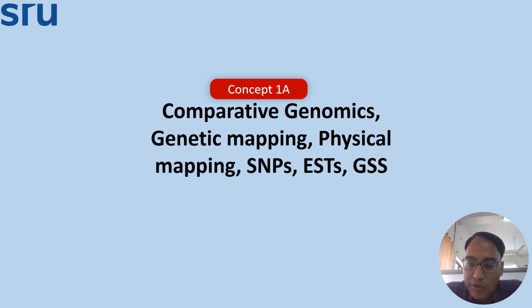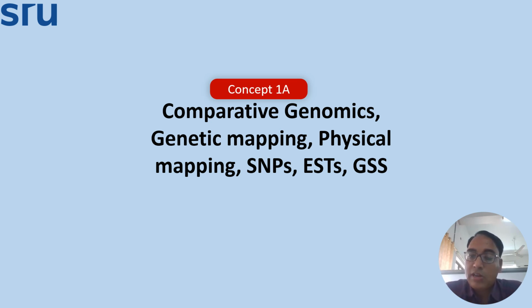Our today's first lecture for this entire course is Comparative Genomics, Genetic Mapping, Physical Mapping, Single Nucleotide Polymorphisms, Expressed Sequence Tags and the GSS, meaning Genome Survey Sequence. In this part, we will be discussing how different elements like SNPs, ESTs or the Genome Survey Sequence (GSS) have helped or complemented genetic mapping and physical mapping to know the position of all the genes in a chromosome.